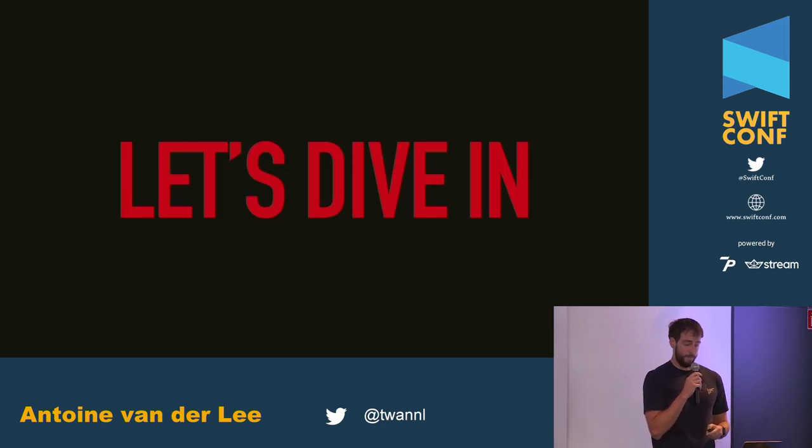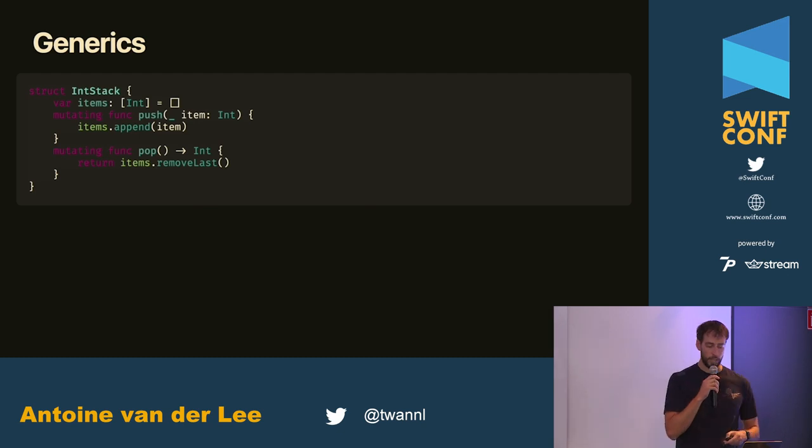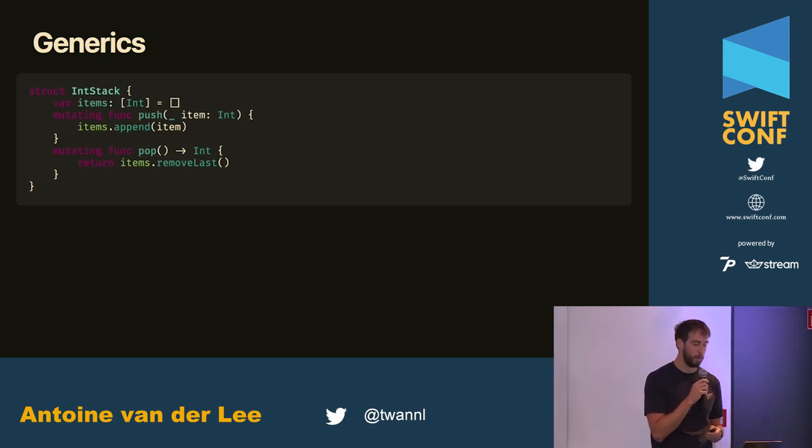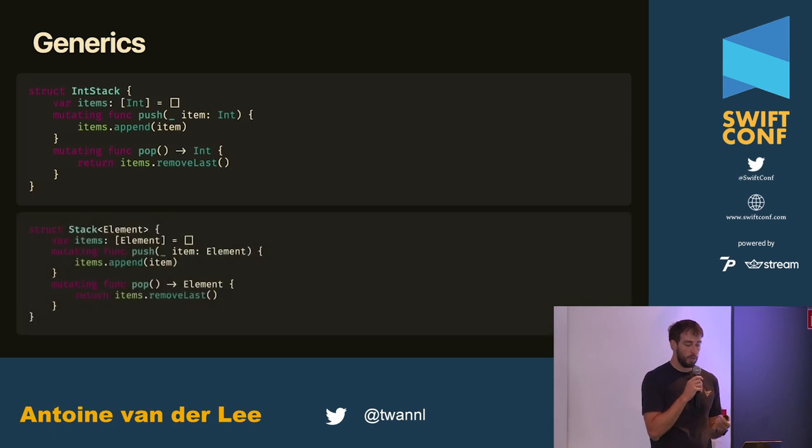But that's the thing. Let's start with generics. This is a simple example of an Int stack. We can push a few items, and we can pop an item from the end, with an array of items. One way of making that generic is by introducing an Element that allows you to add any type in that container.